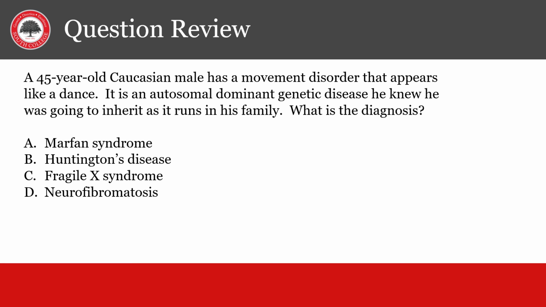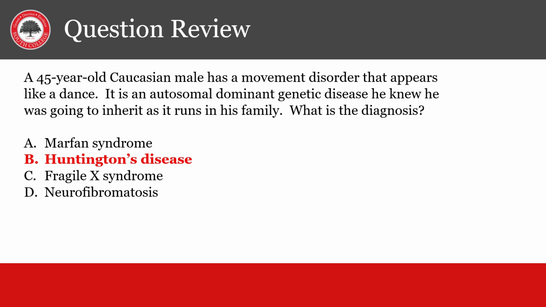A 45-year-old Caucasian male has a movement disorder that appears like a dance. It is an autosomal dominant genetic disease he knew he was going to inherit as it runs in his family. What is the diagnosis? What do you think the answer is? The answer is Huntington's disease, also known as Huntington's chorea. If you got it, then good job.